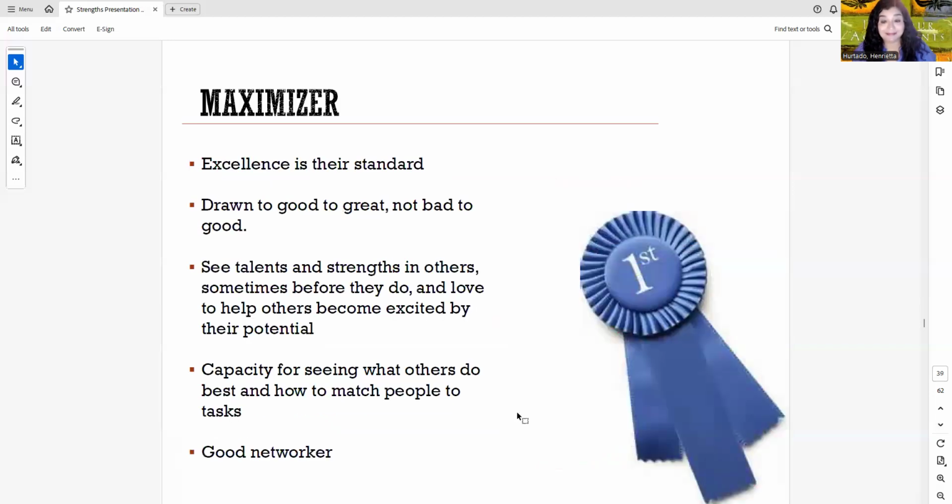A maximizer. This has been one of my top strengths, especially when I first took the assessment. If you are a maximizer, excellence is your standard. You are drawn to good to great, not bad to good. You see talents and strengths in others, sometimes before they even do, and love to help others because you're excited about their potential. You have the capacity for seeing what others do best and how to match people to tasks. And you happen to be a good networker as well.